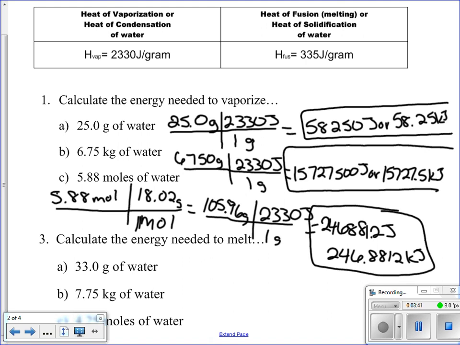All right, so now, number 2, you're doing the exact same thing. This time they've given you kilojoules, and you've got to change it to grams. So instead of multiplying by 2330, first you're going to have to change kilojoules to joules by moving your decimal 3 places to the right, and then dividing by 2,330 instead of multiplying.